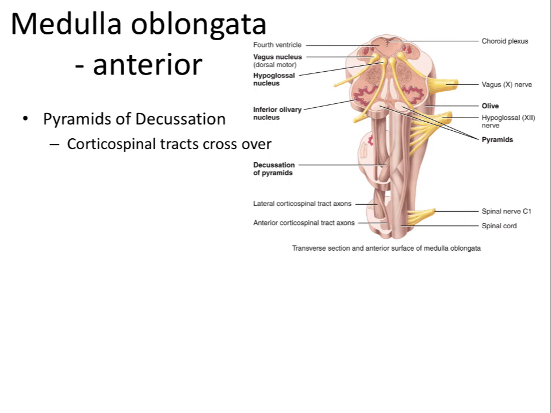This is where the corticospinal tracts, the motor tracts that are descending from the brain down to the limbs and the trunk, cross over from one side to the other. You can see that here.